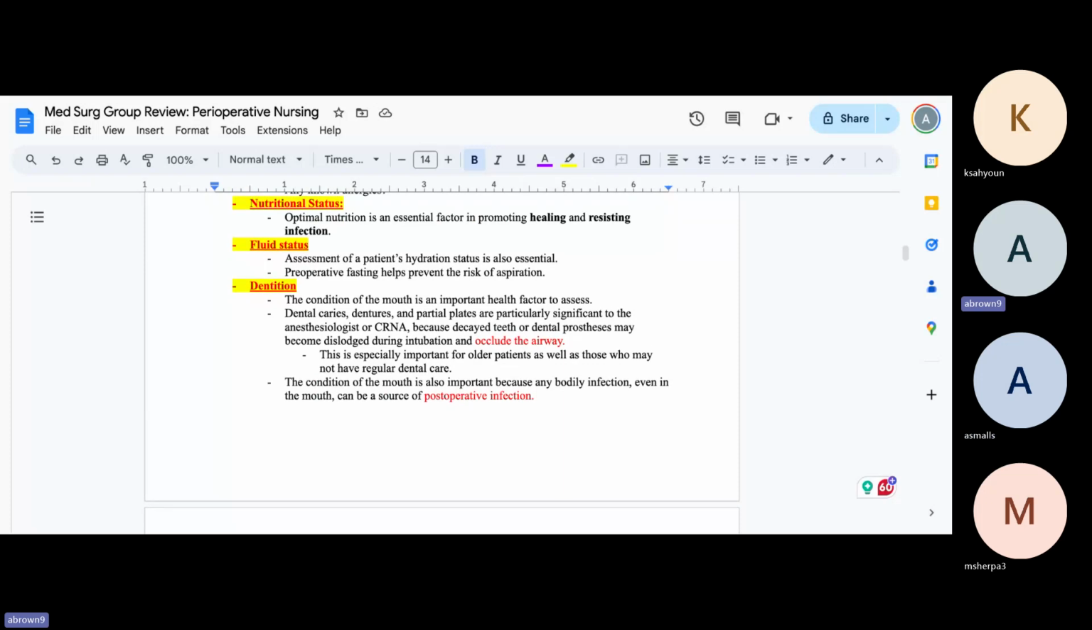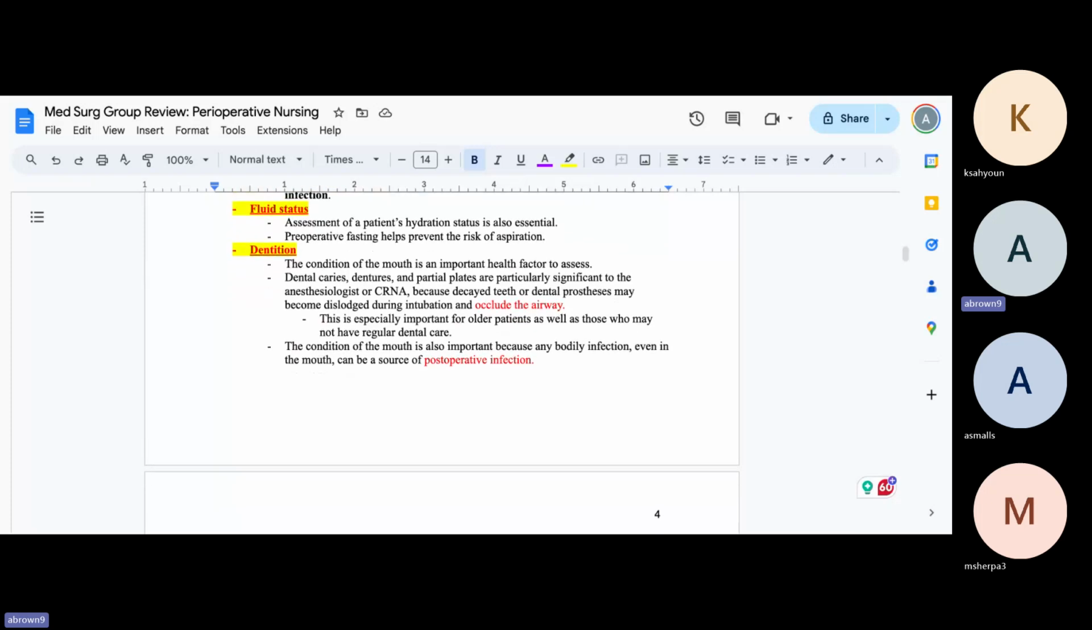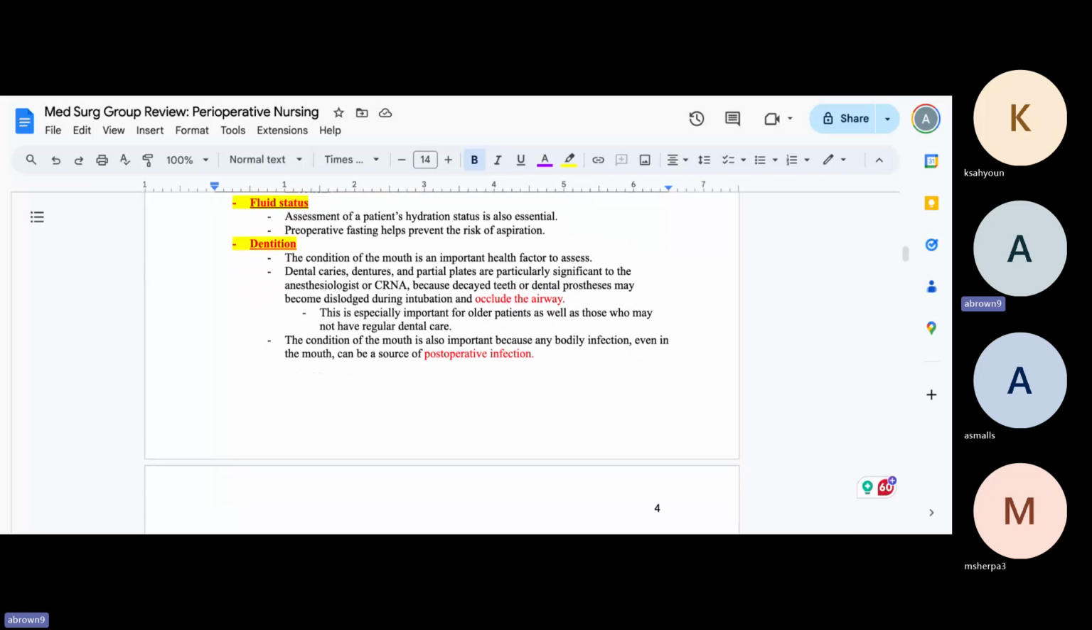And then nutritional status. Optimal nutrition is an essential factor in promoting healing and resisting infection. Fluid status: assessment of a patient's hydration status is also essential. Preoperative fasting helps prevent the risk of aspiration.